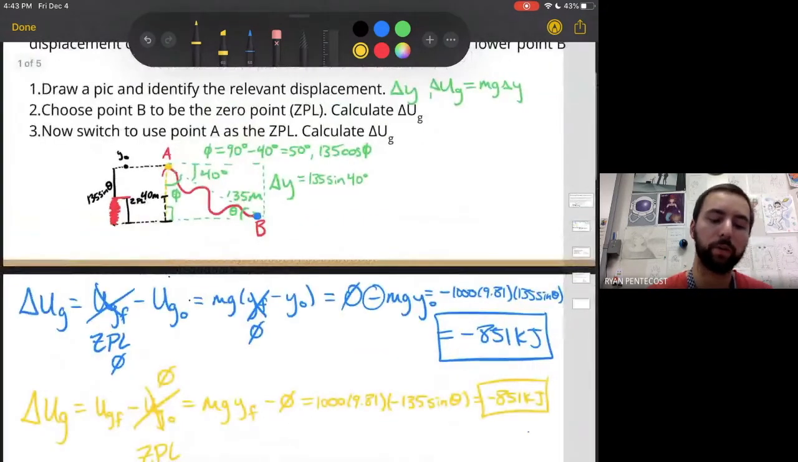But I wanted to drive this point home that even if you put the ZPL in a spot and you're not sure if it's the right spot, it doesn't matter. You may have done it in a way that makes the problem a little bit more complicated, but you can still get the right answer no matter where you put the ZPL.